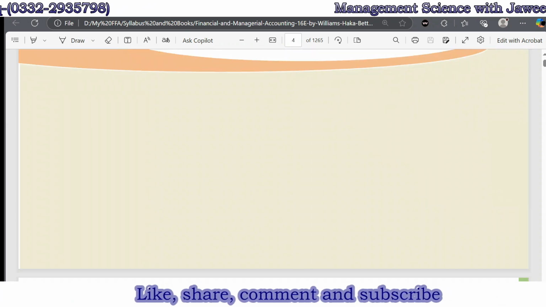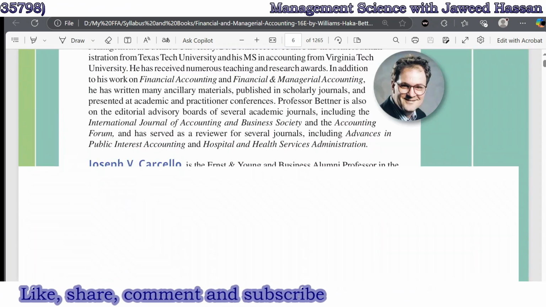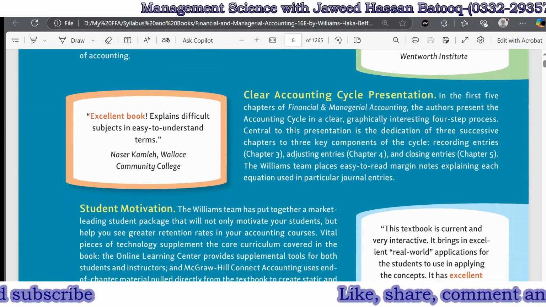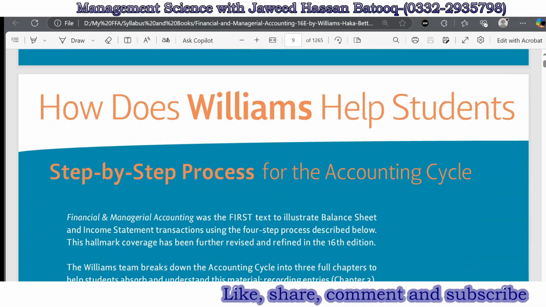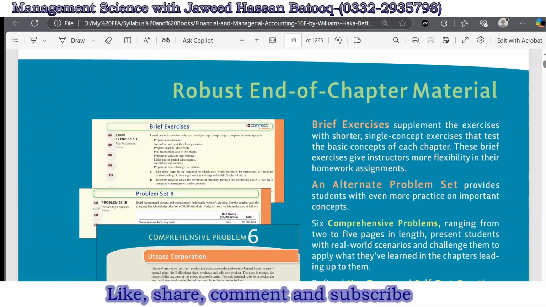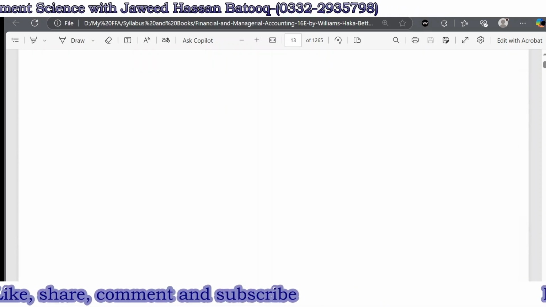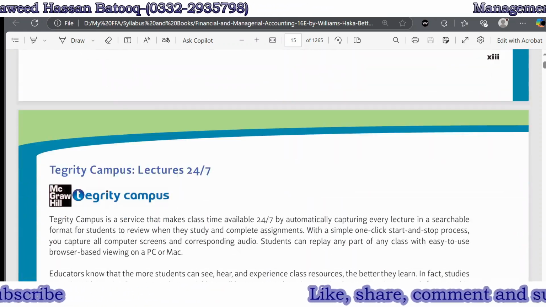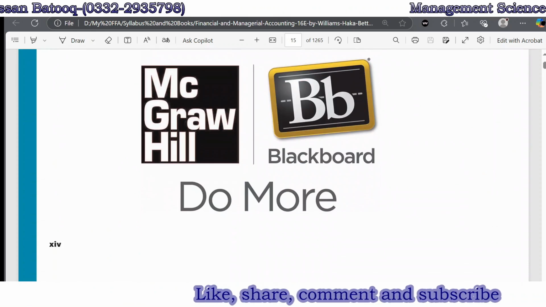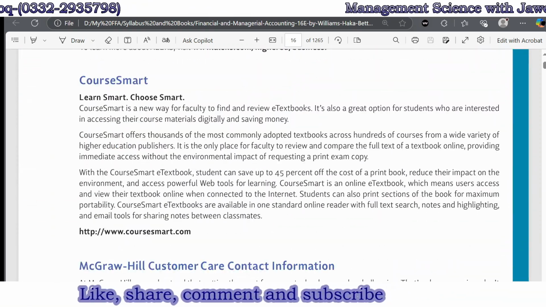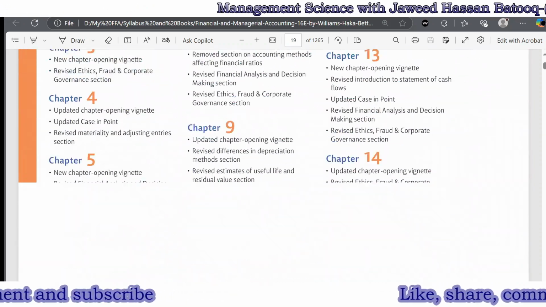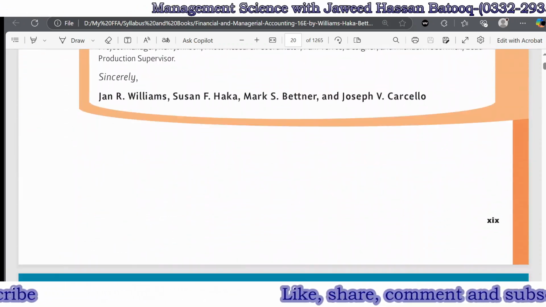first chapter. Here you can see that if you want to create a solid understanding of accounting basics, it will be very beneficial for you. You see that there are many chapters in it, and we are going to study the first chapter today. Let me go to the first chapter.